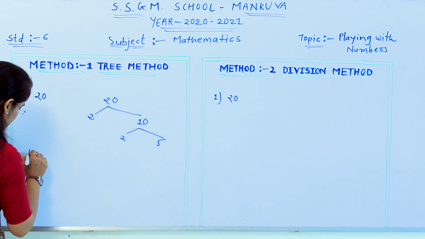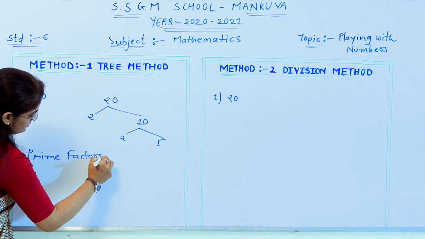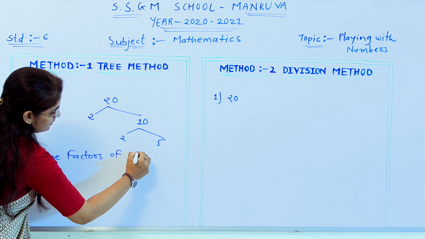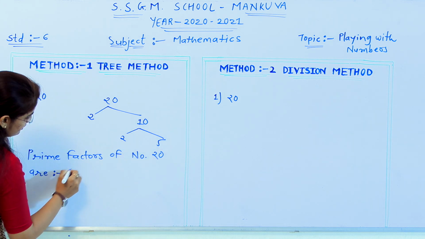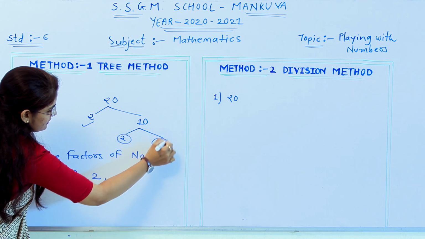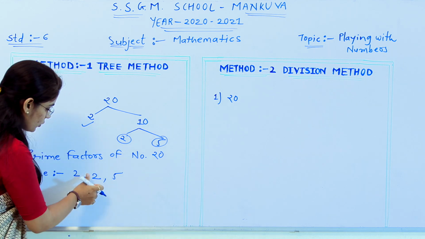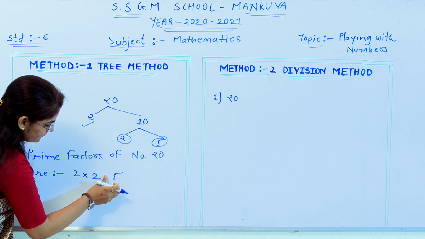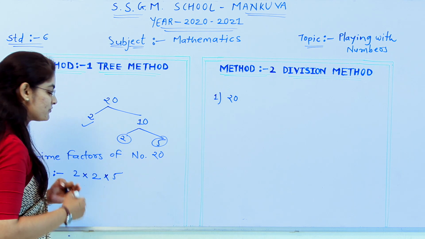It means that prime factors of number 20 are this one 2, this one 2 and this one 5. But we have to write without comma. It means that we have to write with multiplication sign, because we have to do multiplication for tally.